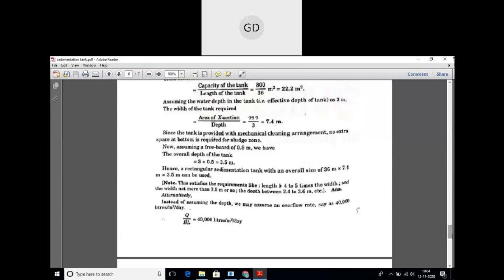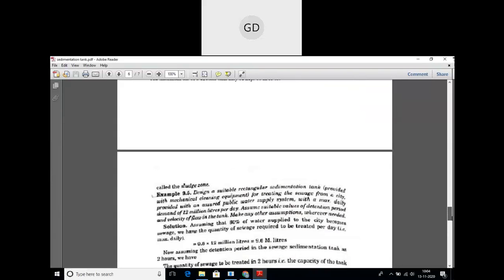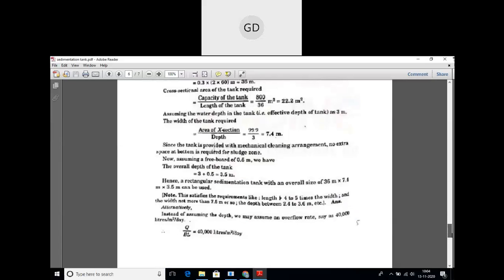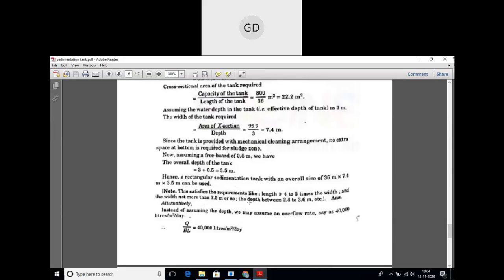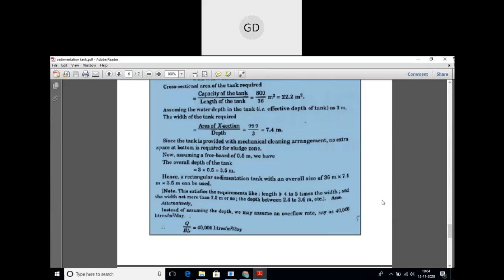Now you have got all the dimensions: you have got the length, the width, and the depth. So this is the design of your rectangular sedimentation tank. Clear? Now some more part is there. Now you have found out the length, width, and depth of the tank.